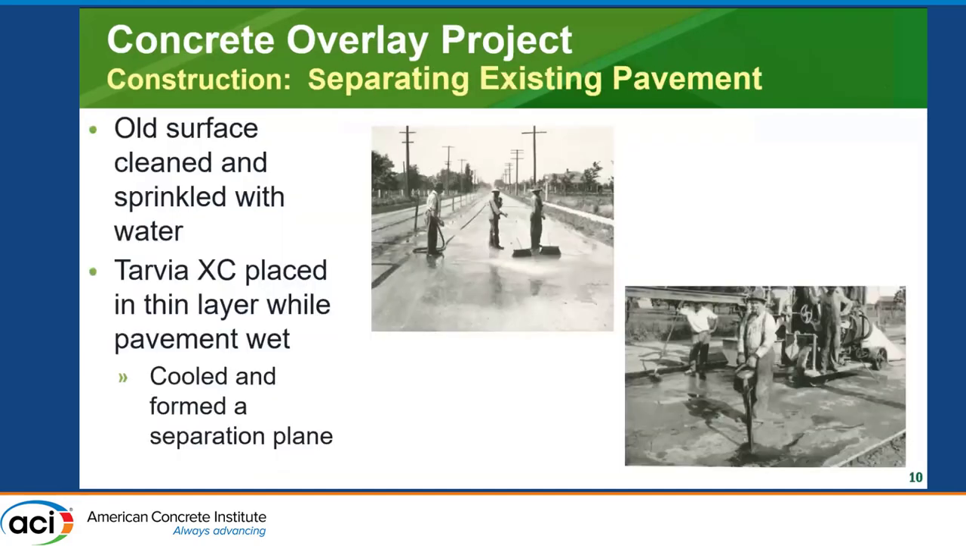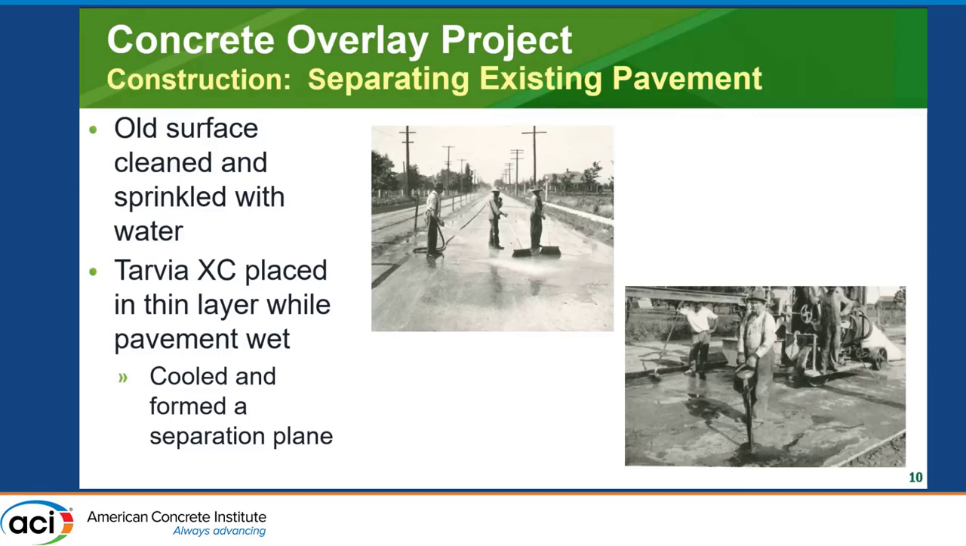After they did some of the early prep work, they basically cleaned the existing bituminous pavement, swept it off, sprayed it with water. And then they placed a material called Tarvia XC. Tarvia essentially is a coal tar type material. And there were different grades of the coal tar. The Tarvia XC was kind of a higher grade, and it was meant to fill some of the minor depressions and holes in the existing pavement. And then once it cooled, was meant to form a separation plane.